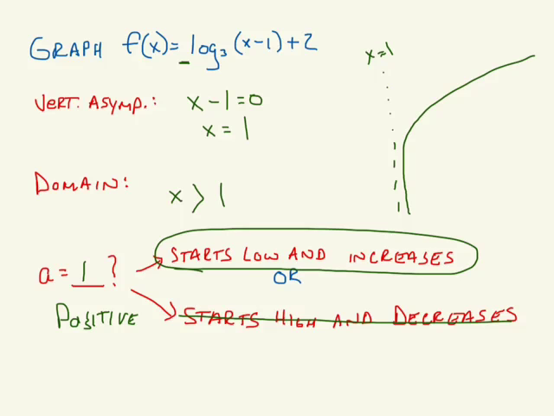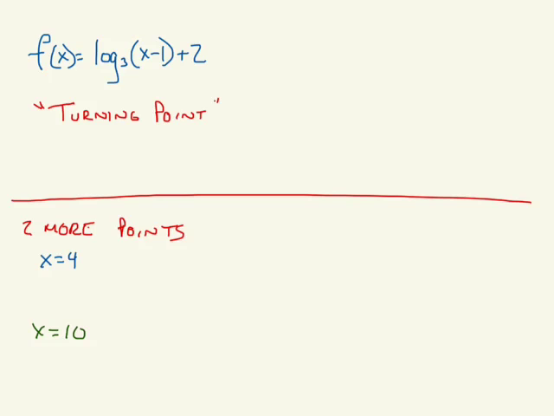That's our look of our graph, even right now, before we do much else. But it would be nice to know a little bit more. So let's find our turning point. And our turning point, remember, we're going to take this x minus 1 and set it equal to 1, and then solve for x. So our x value of our turning point is going to be 2.